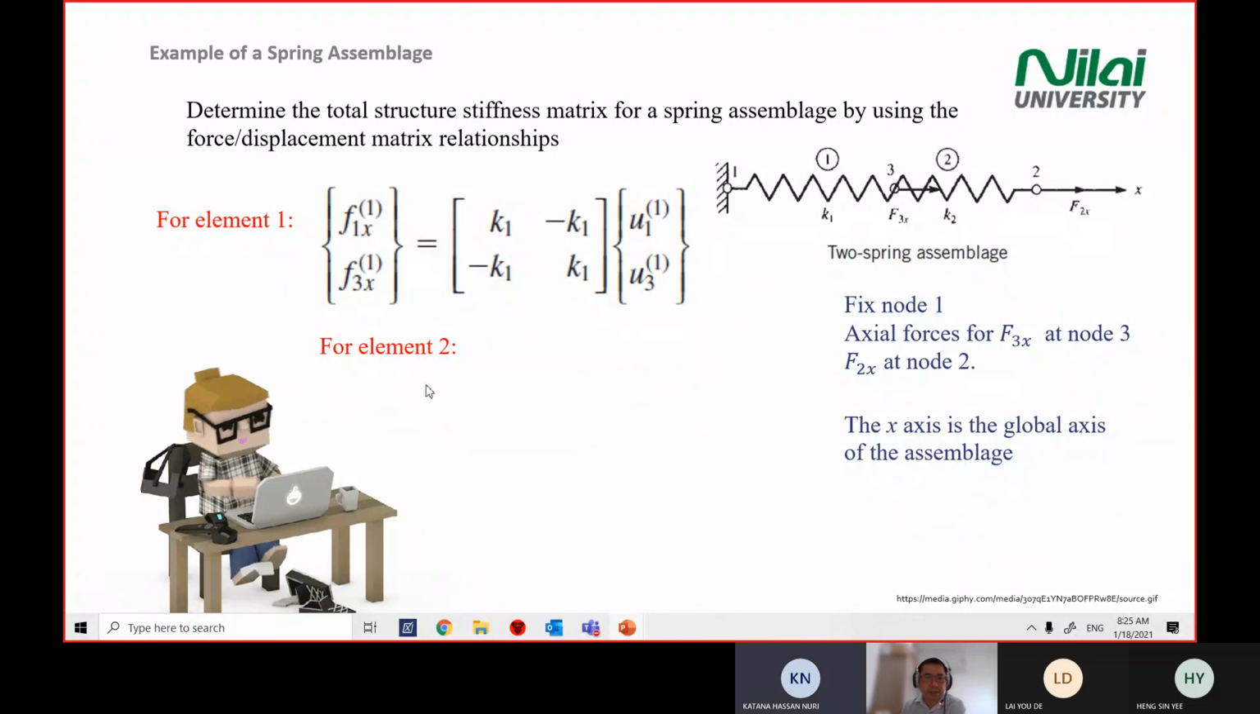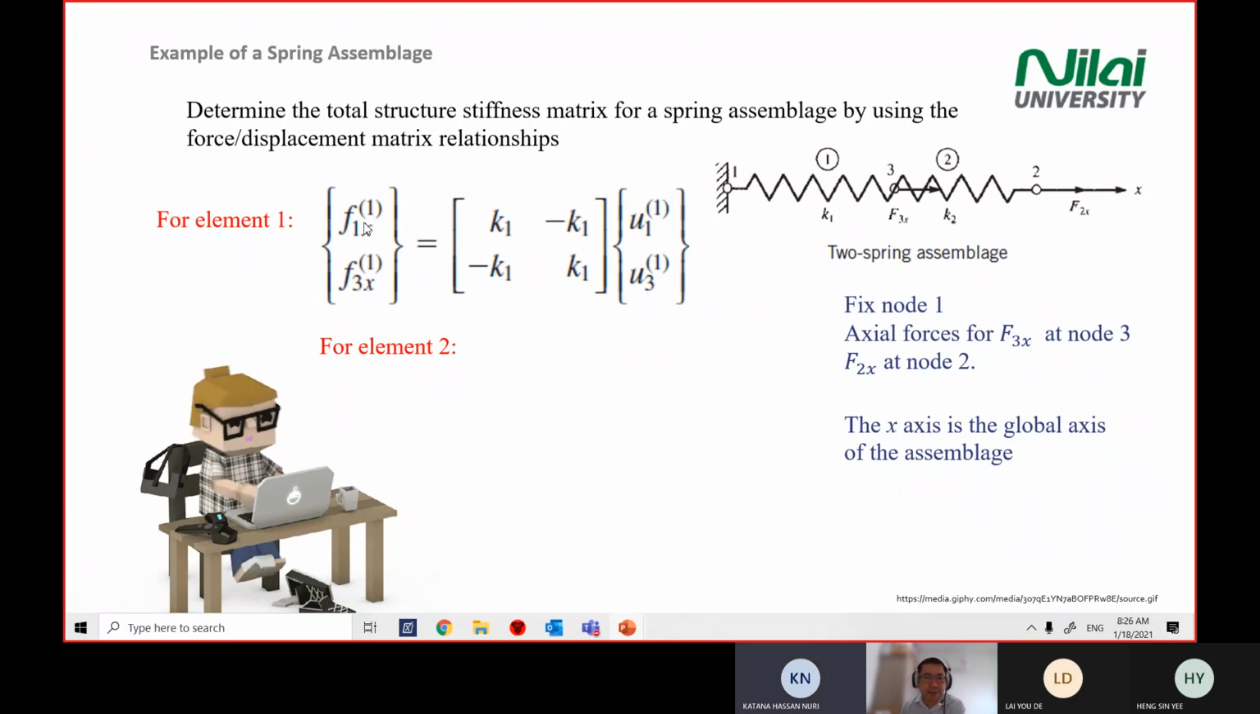We'll have F3x, and then what is the number above the 3x? 3. This one is 3. Yes, it's from here. Are you referring to element number 3 or element number? This number refers to the element number, this one number 1. That's why element 1. Let's put 1 here. So if you're referring to element 2, what is the number for this one? Should be 2. Yes, correct.